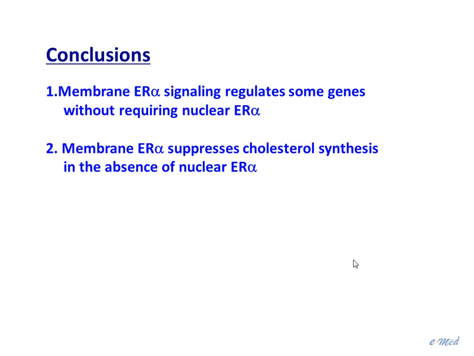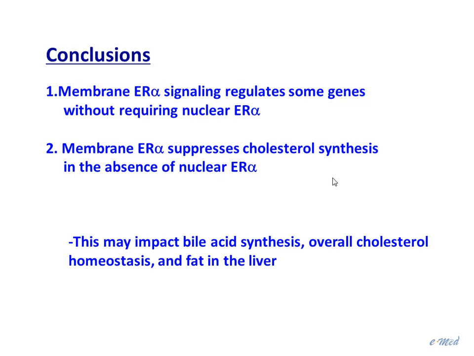So what are the conclusions? First, something that may be a bit dogma-shaking for the nuclear receptor field, you can get gene regulation and it doesn't require the nuclear receptor for a subset of genes. Two, the membrane ER can suppress cholesterol synthesis, so there's a metabolic phenotype, and this occurs in the absence of the nuclear estrogen receptor, and it impacts bile acid synthesis, overall cholesterol homeostasis, and fat in the liver.